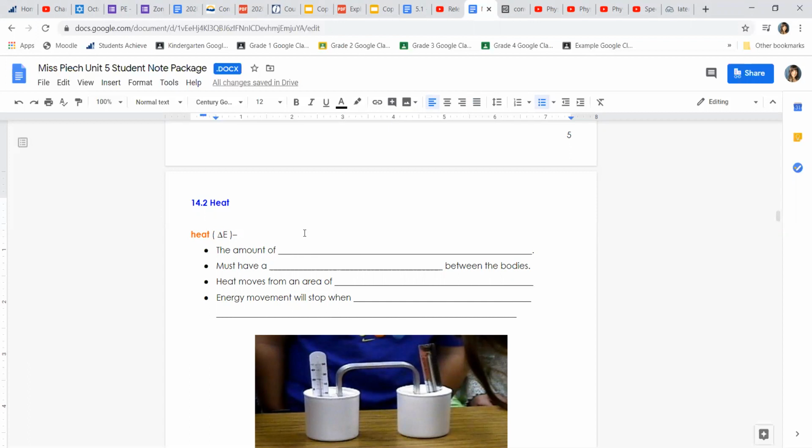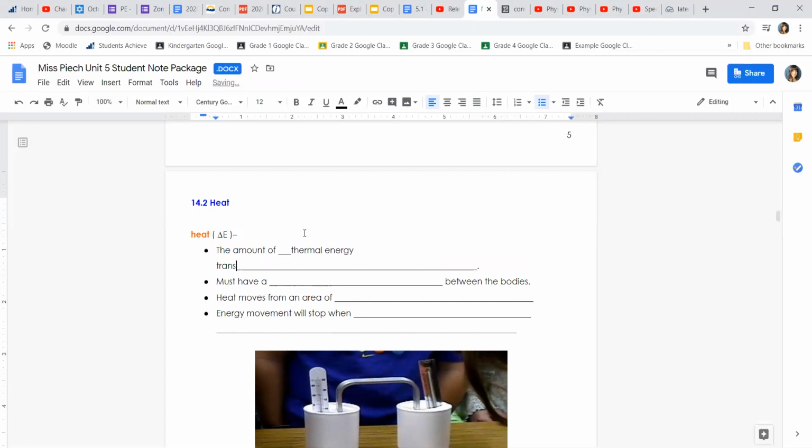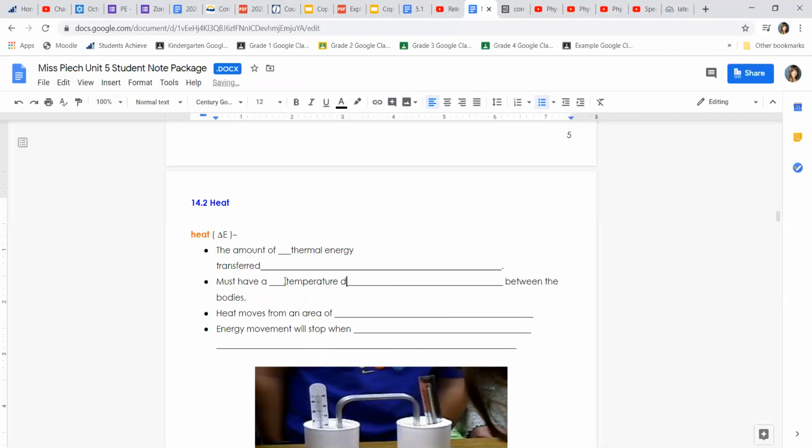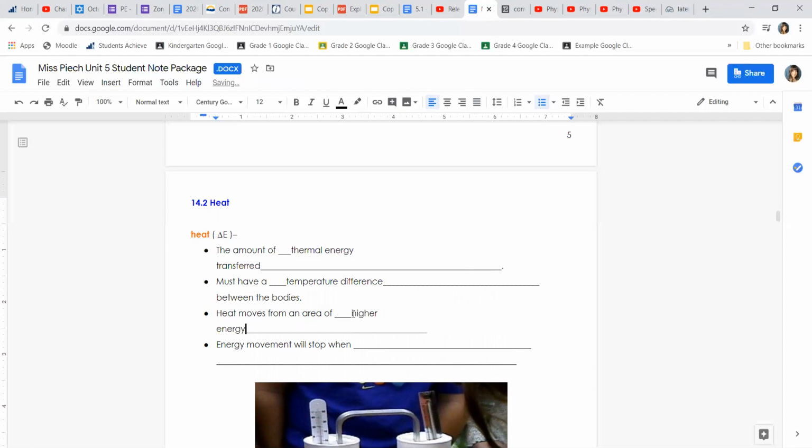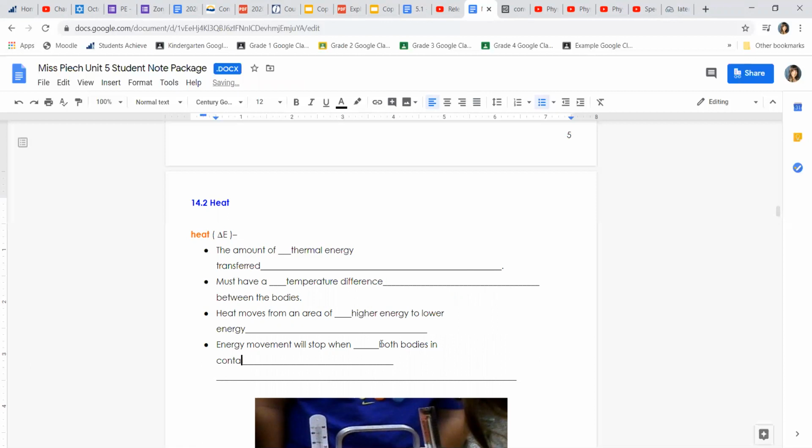Okay, so first of all, heat, that is the amount of thermal energy transferred. We're going to get more into that in a moment, so it's okay if you're still kind of wondering. It must have a temperature difference between the bodies. Heat moves from an area of higher energy to lower energy. Energy movement will stop when both bodies in contact have the same temperature.